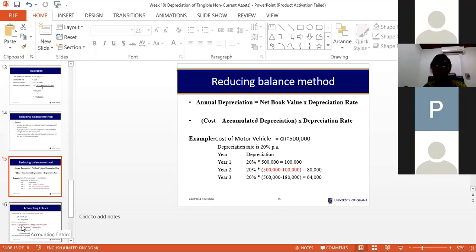Madam, in this method, we will not get 0. Okay, we will not get 0 in this method.